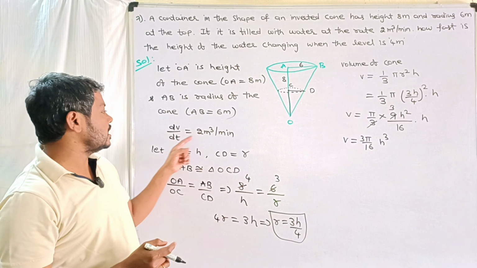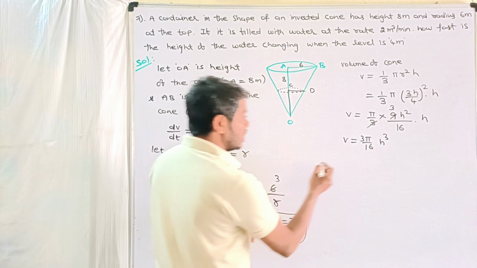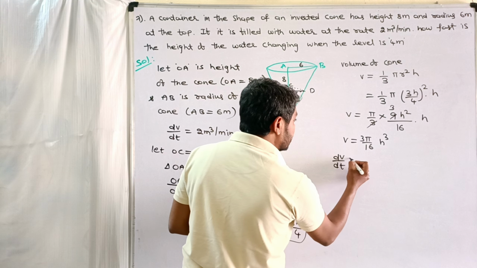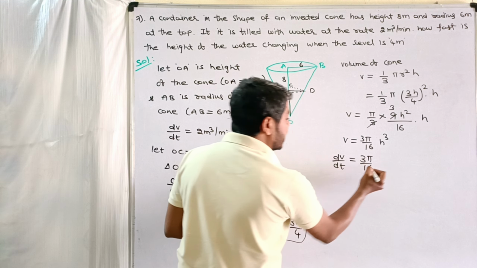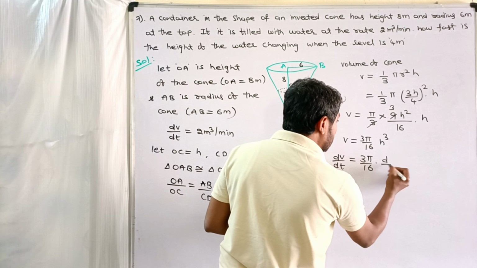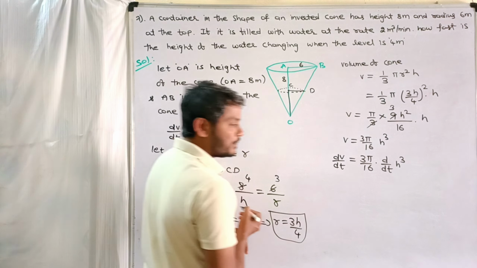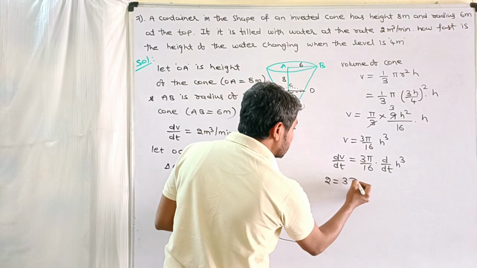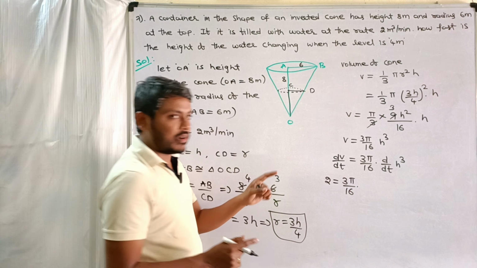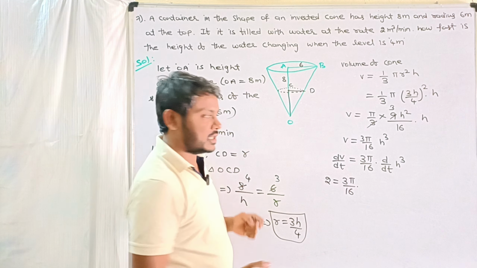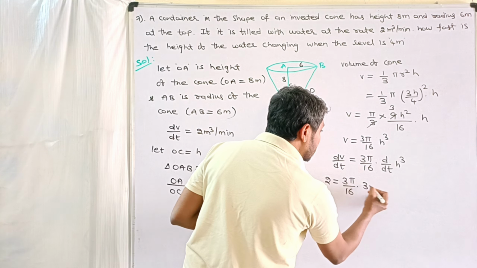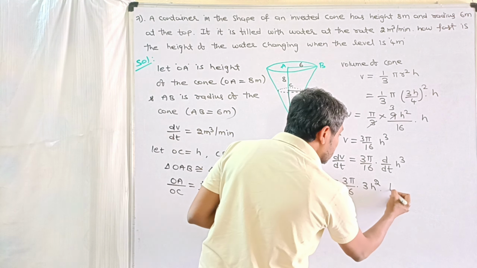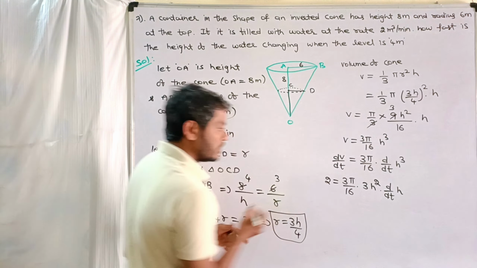Now the given dV by dt is 2 meter cube per minute. So differentiate with respect to t on both sides. That is dV by dt equals 3 pi by 16, which is constant, as it is, into d by dt of h cube. So the given dV by dt is 2. So 2 equals 3 pi by 16. Derivative of x power n formula, n into x power n minus 1. But here h cube, 3 into h power 3 minus 1, that is 2. Internal derivative, that is d by dt of h.